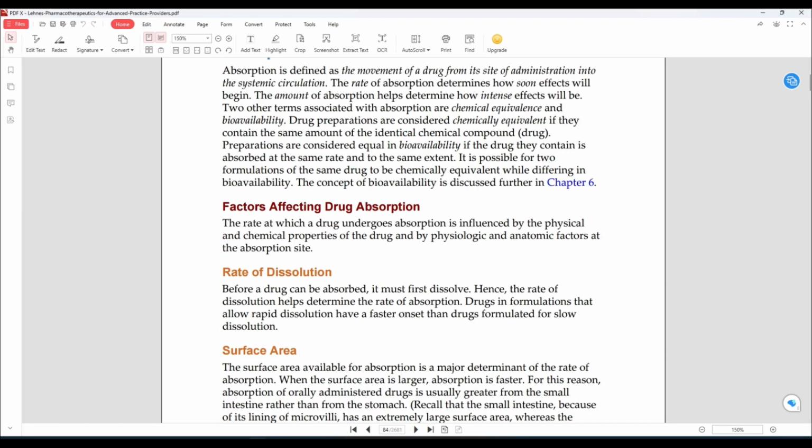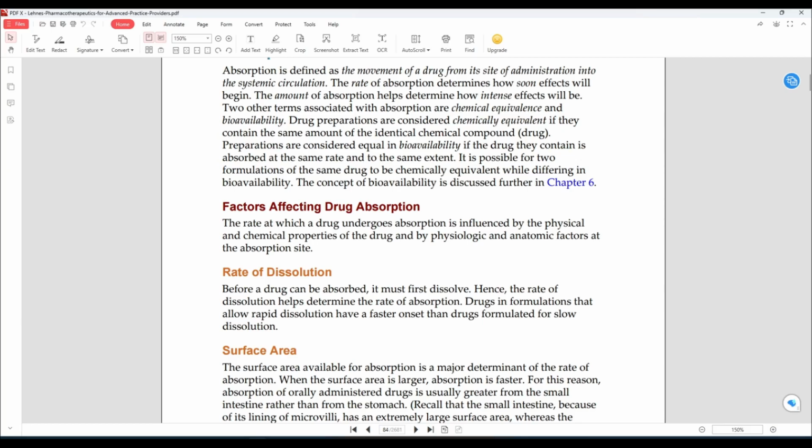Absorption. Absorption is defined as the movement of a drug from its site of administration into the systemic circulation. The rate of absorption determines how soon effects will begin. The amount of absorption helps determine how intense effects will be.